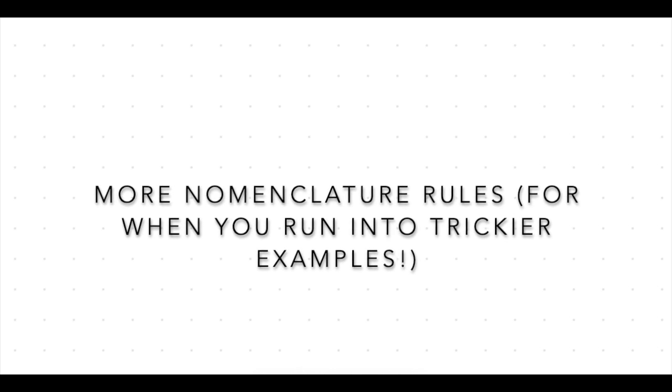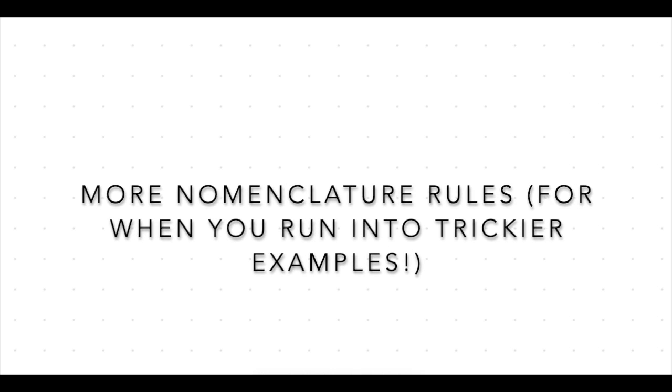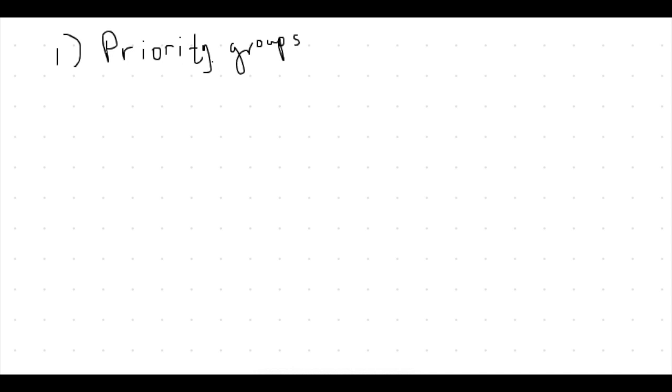In today's video, we're going to be discussing further nomenclature rules. First, I'd like to talk about priority groups. Different substituents and functional families will have a different level of priority in a compound. So alcohols are the first priority group, and there are many other functional families over which alcohols will take precedence.